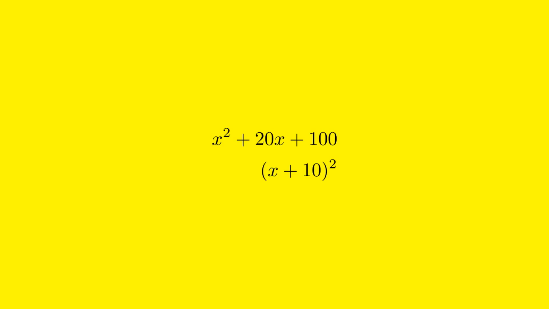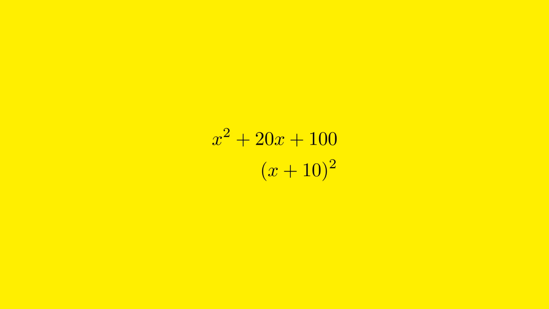To solve the quadratic expression, x squared plus 20x plus 100, we start by identifying its form. Notice that the expression can be represented as a perfect square, since a squared term, x squared, is followed by a term involving x, which is 20x, and we have a constant term, which is 100.